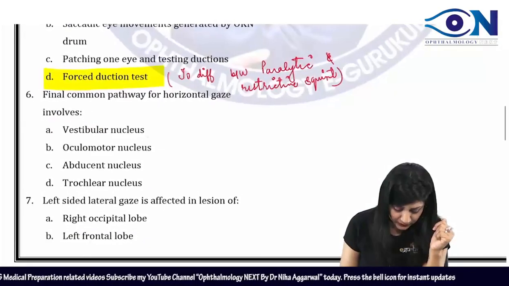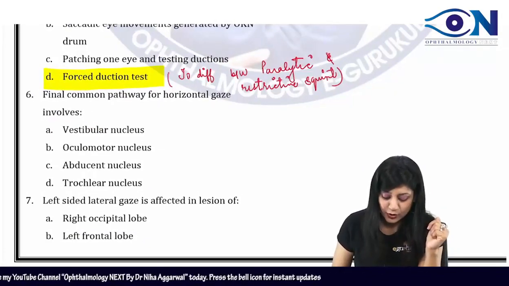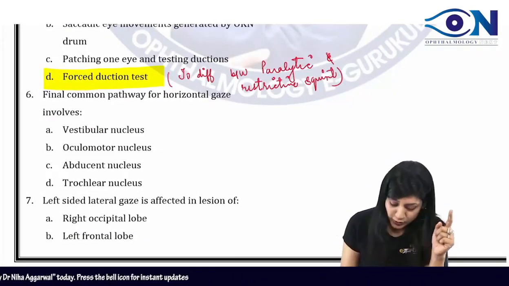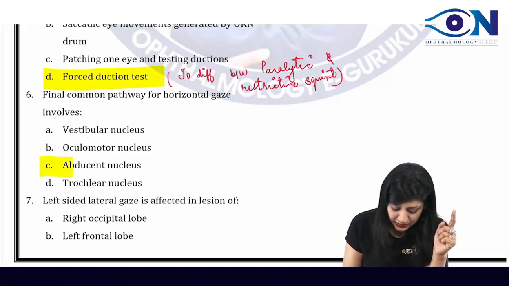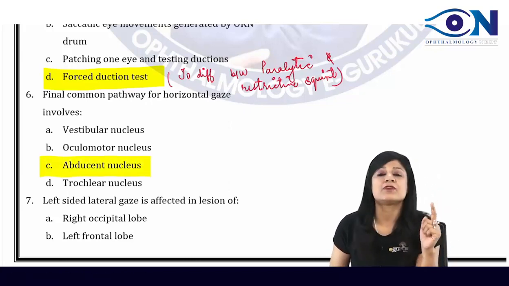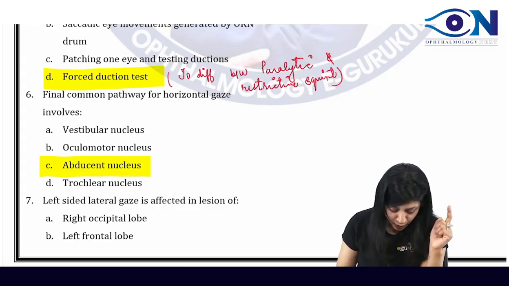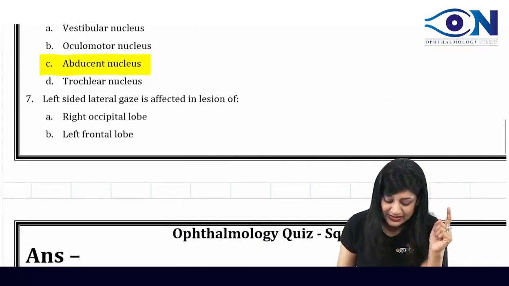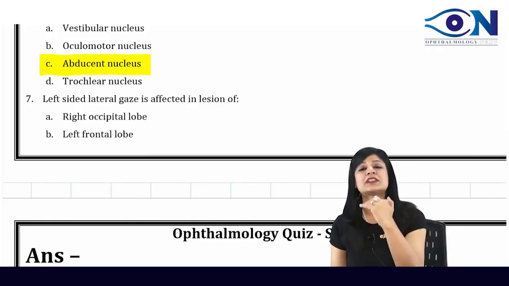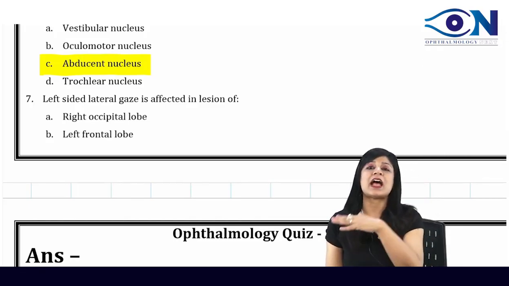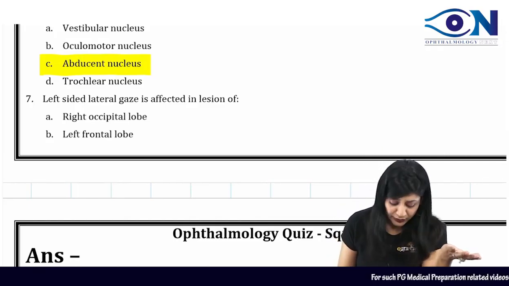Next question, we have the final common pathway for horizontal gaze. For horizontal gaze, it is actually the 6th nerve nucleus, at which we have the parapontine reticular formation. Then we have: left-sided lateral gaze is affected in the lesion of. So it is actually controlled by the other side frontal field.